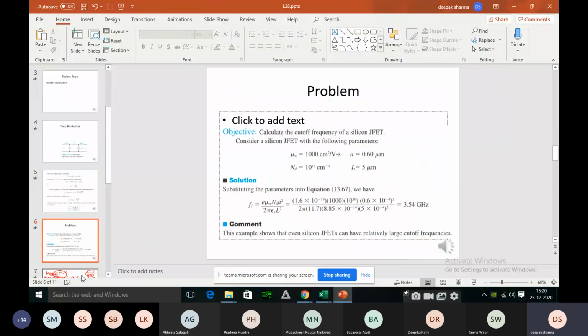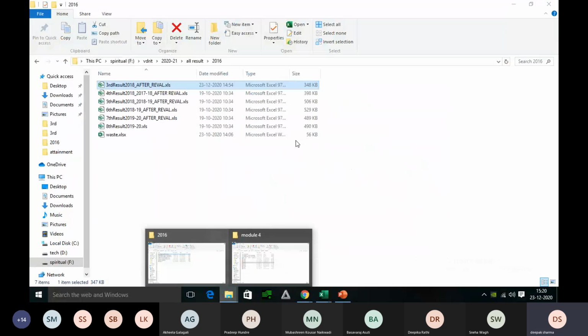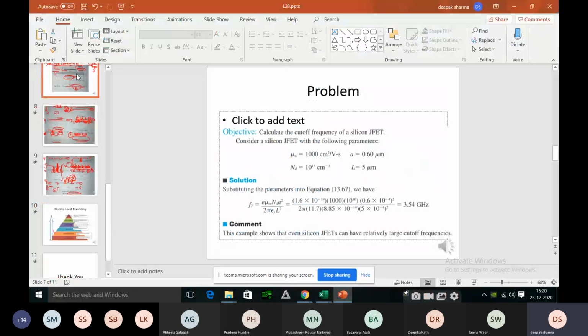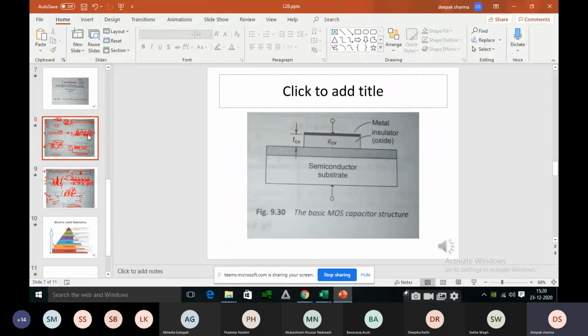So this was about frequency limitation, right? Then I think, yeah, we are into the MOSFETs now. MOSFET is another type of transistor.